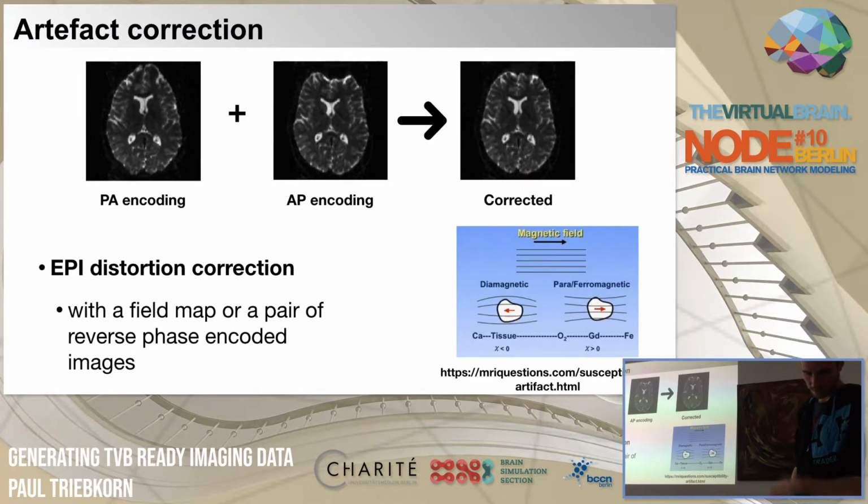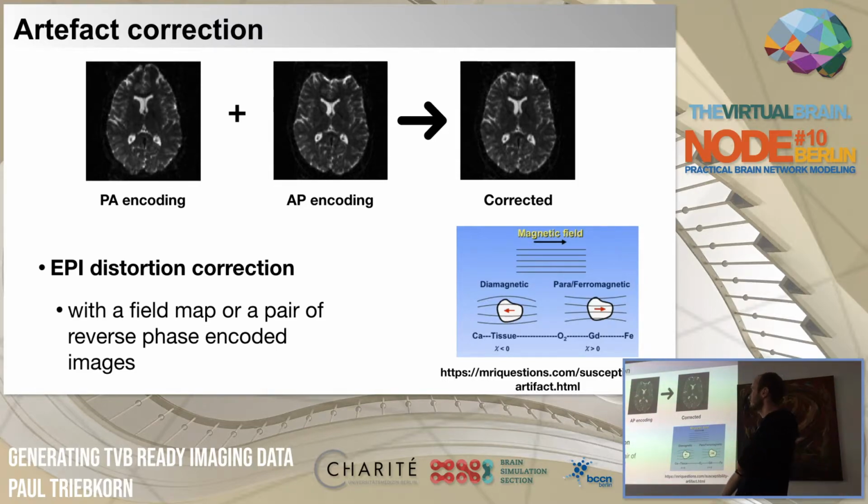One that is also very pronounced, and very dramatic in a sense, is the EPI distortion correction. Different substances interact with the magnetic field and can either disperse it, stretch it, or contract it, depending on the magnetic property of the material. This also happens inside the brain, especially at region boundaries. It's very pronounced here in the frontal lobe, and also in the temporal lobes, which is not seen here.